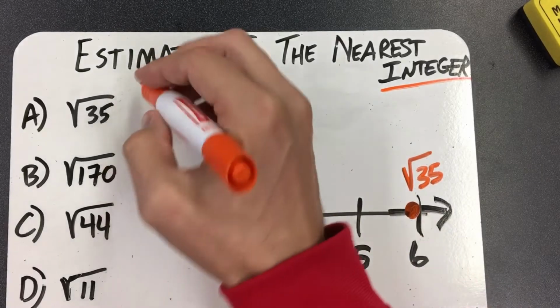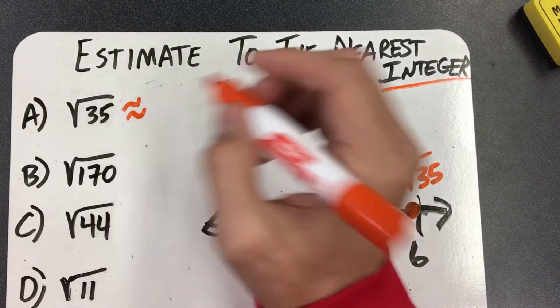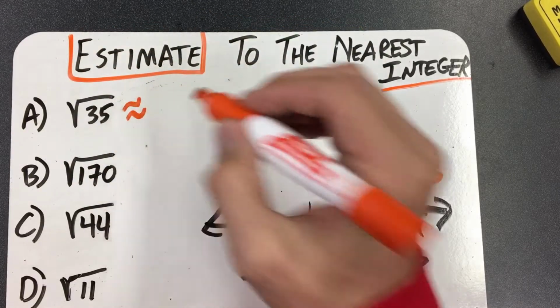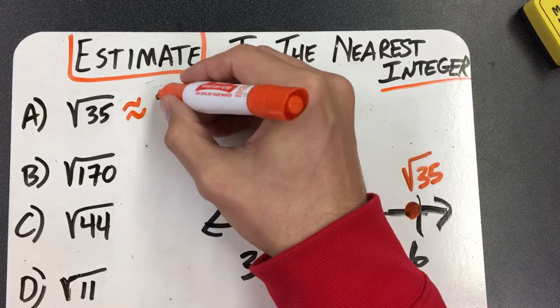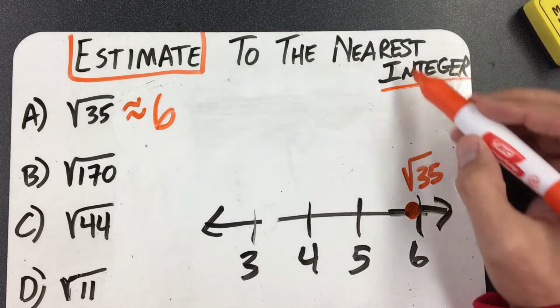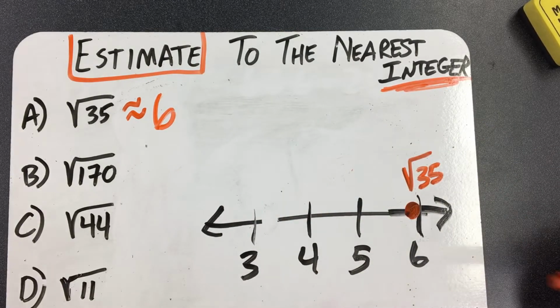One other thing you might see. Ms. Boseller talked about this in the Google Meet today. It's not an equal sign on these because we're estimating. We do a wavy equal sign. That means approximately. So this was very, very close to 6. It was closer to 6 than it was to 5, and so the nearest integer was 6. Okay, let's look at the next one.